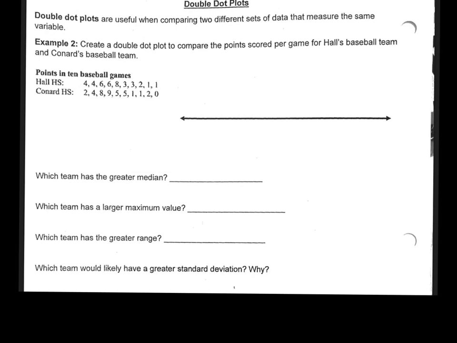So the minimum, the smallest value I see is 0 in both lists, and the highest value I see in both lists is 9. So on my number line, I'm going to start at 0, and I'm going to go all the way up to 9. And so I'm going to do the Hall dot plot the same exact way that I did the last dot plot, giving a dot for each data value. And you do want to label this side as being the Hall side, just so we know.